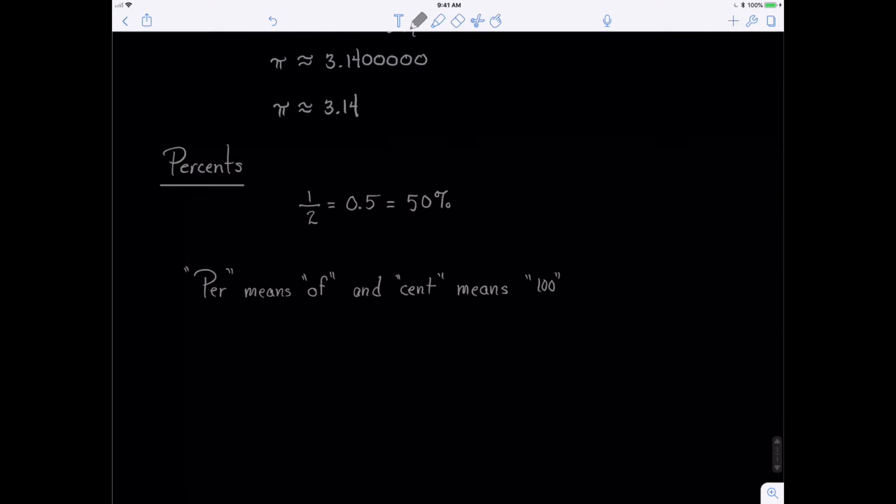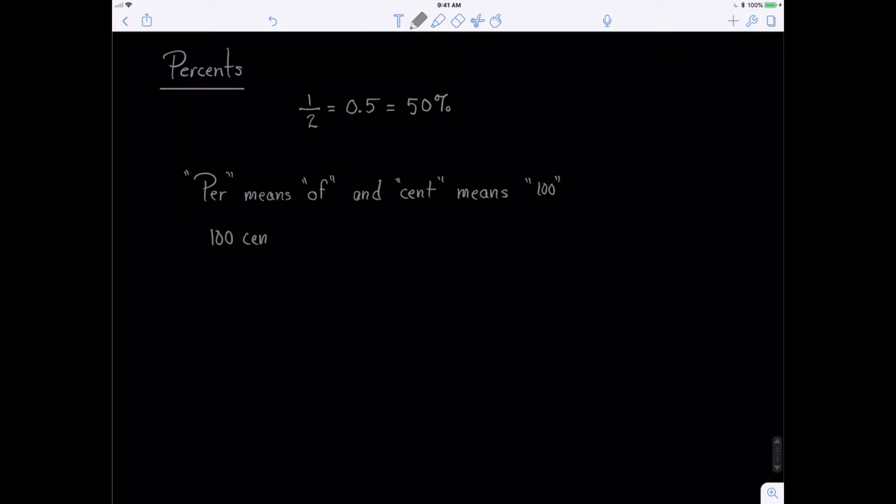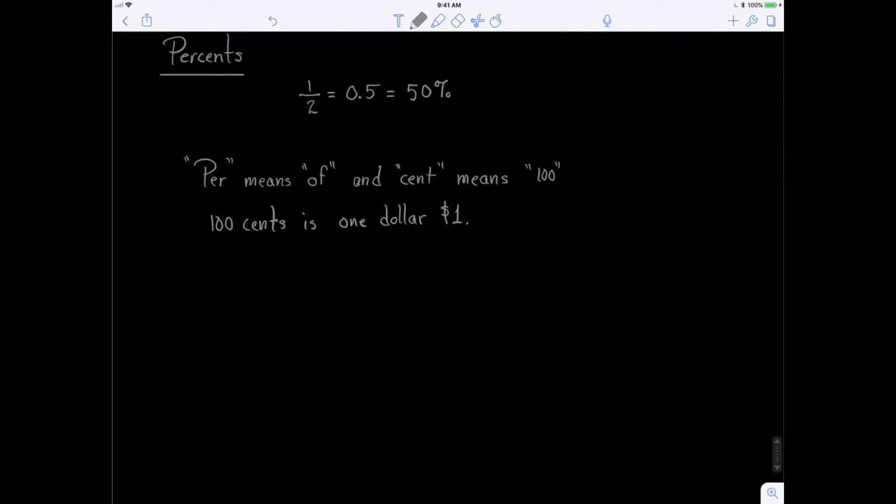For example, 100 cents is $1, which is the base unit of currency here in the United States. And the same thing applies: we say that 100% is equal to, very simply, just the number 1. Okay, so here's how this works.